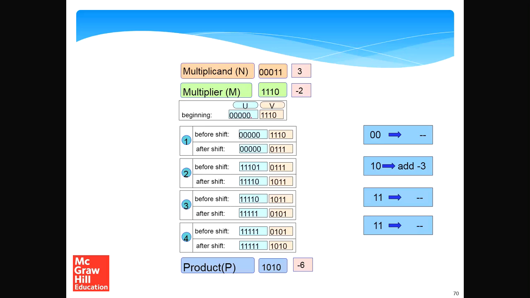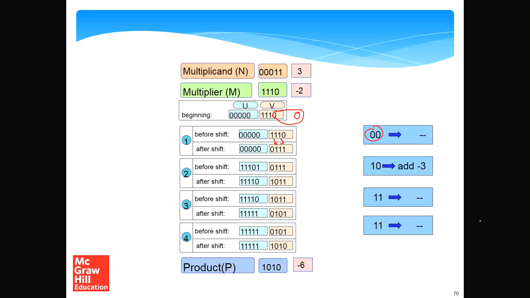We load all zeros into U, and before the shift we have U as 0000 and V as 1110. The reason being that the previous bit and current bit pair is 00. Since it is 00, we don't do anything at all. So we just do a right shift, and all the numbers here get shifted to the right by 1 position.